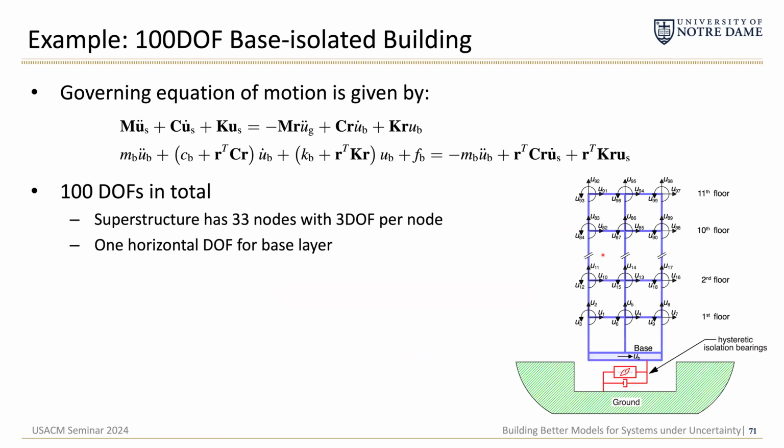And so we also wanted to look at what happens if we apply this to a larger model, like a model with more degrees of freedom. In this case, we have 11 stories, 3 degrees of freedom at each story. And so we have 33 nodes in general, with 3 degrees of freedom for each one of these nodes, as well as 1 horizontal degree of freedom at the base.